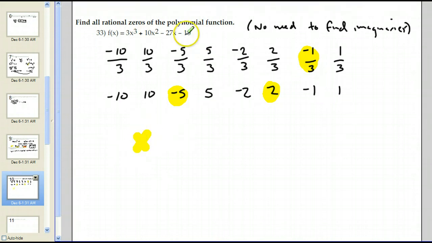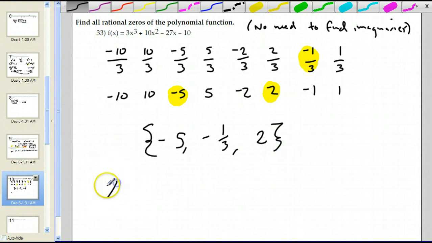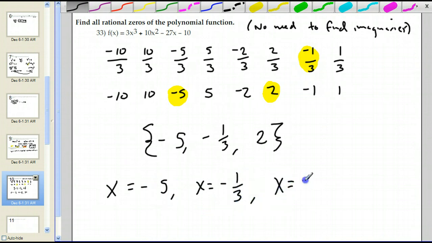So our three zeros are, you can do it in a couple ways. You can say -5, -1/3, and 2, or you can just list them. x equals -5, x equals -1/3, x equals 2.